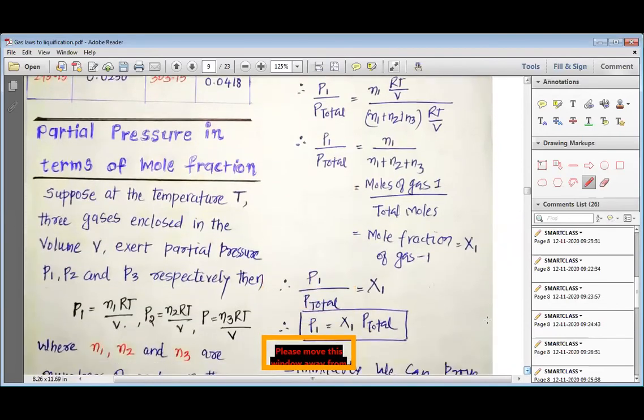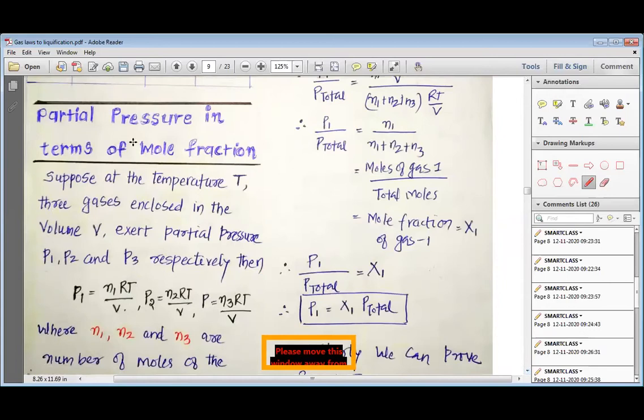Now my dear students, we want to study the partial pressure in terms of the mole fraction. So let us study this theory and understand it well. Suppose at the temperature T, three gases are enclosed in the volume V at partial pressures P1, P2 and P3 respectively.